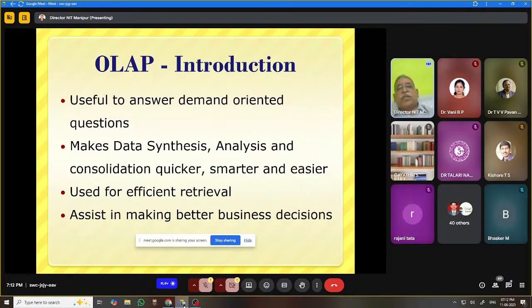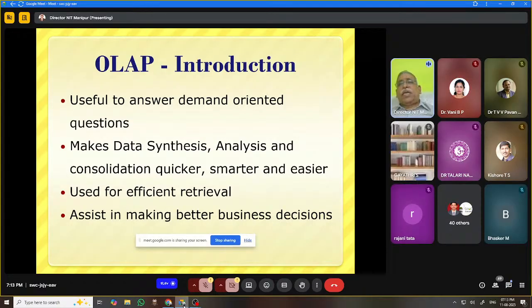Right. So what is OLAP for? As I said, OLAP stands for Online Analytical Processing. This OLAP is a tool actually. These tools are based on a strong mathematical foundation at the back end. So they are useful for answering demand-oriented questions. What is the highest average? There will be large data, and you may want to get some comparison, some analysis, etc. Such questions are called demand-oriented questions.